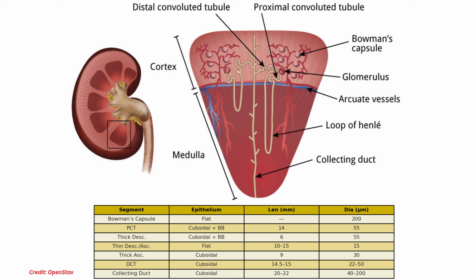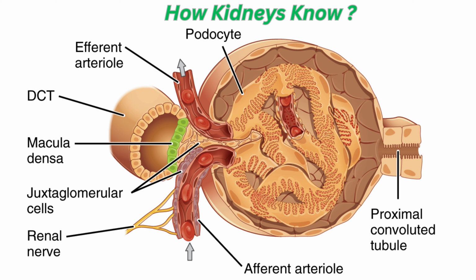But how does your kidney know when to adjust filtration, conserve sodium, or raise blood pressure? The secret lies in the specialized sensor right next to the glomerulus, that is, the juxtaglomerular apparatus. In our next video, we will uncover how this microscopic structure acts as the kidney's own control tower, regulating filtration and blood pressure with pinpoint accuracy.